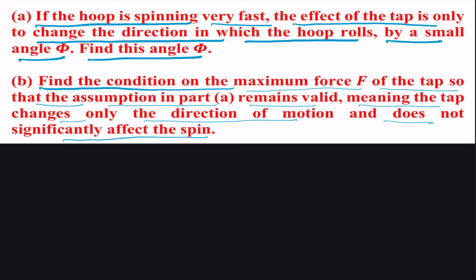So here basically we are given a circular hoop, and first it is moving in a straight line, and then a small tap is given so that it starts moving in a circle, and it is going to bend by an angle of phi. So we are interested in finding out this angle phi.